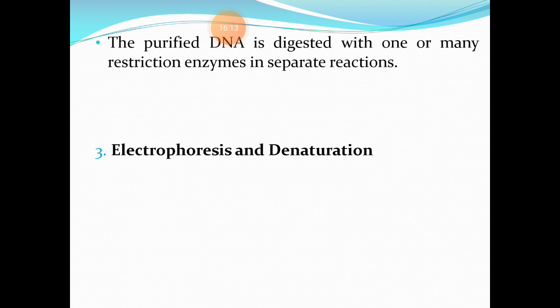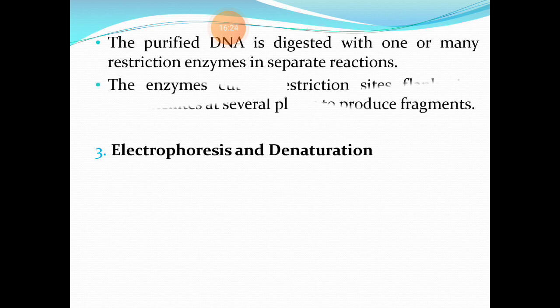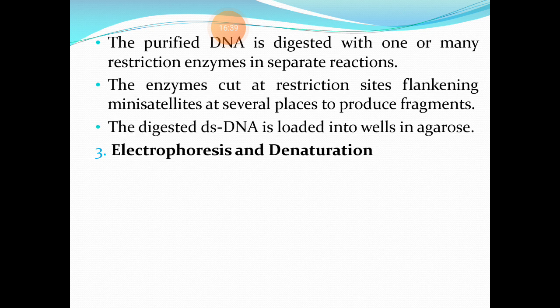Then, the purified DNA is digested with one or many restriction enzymes in separate reactions. This I have told you. Then the enzymes cut at restriction sites flanking the minisatellites, that is markers, at several places to produce DNA fragments. And the digested DNA is loaded into wells for agarose gel electrophoresis. Please note, this DNA is double-stranded only.